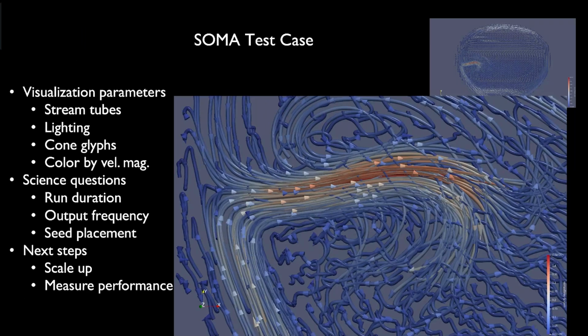How frequently should we generate output? How long should we run for? Where should we place the seeds to start the path lines? How many seeds should we place? Things like that. So going forward, we'll be scaling this up, and we'll be doing some more accurate performance profiling that we haven't done yet.